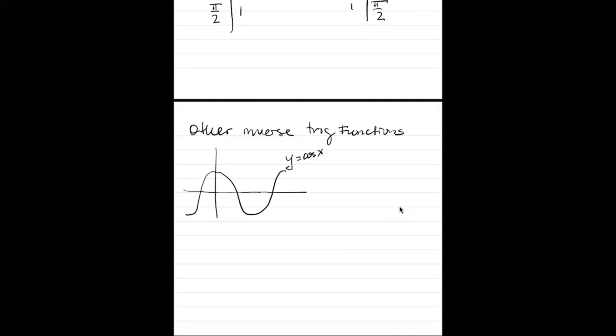Okay, to make it 1 to 1, we restrict the domain, but this time not in the same interval because it wouldn't be 1 to 1. We're going to restrict it like this, from 0 to pi. So this part from 0 to pi makes it 1 to 1.